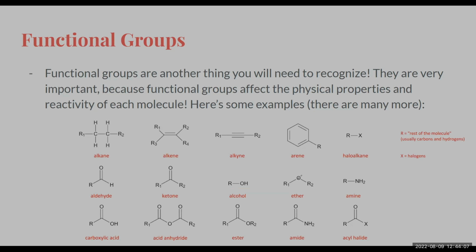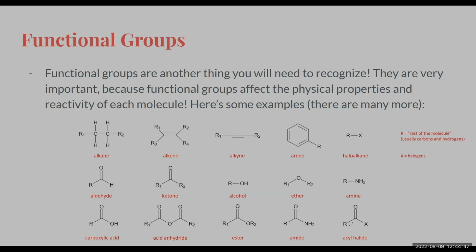An ether is an oxygen bonded to two R groups. An amine is a nitrogen bonded to an R group. Carboxylic acids are basically going to be like a ketone, but also have an alcohol connected to it. An acid anhydride is this big molecule. It kind of looks like an ester, which is to the right of it, but instead there's an extra ketone or carbonyl group next to it. An amide looks like a carboxylic acid, but instead of an alcohol, it has an amine on it.